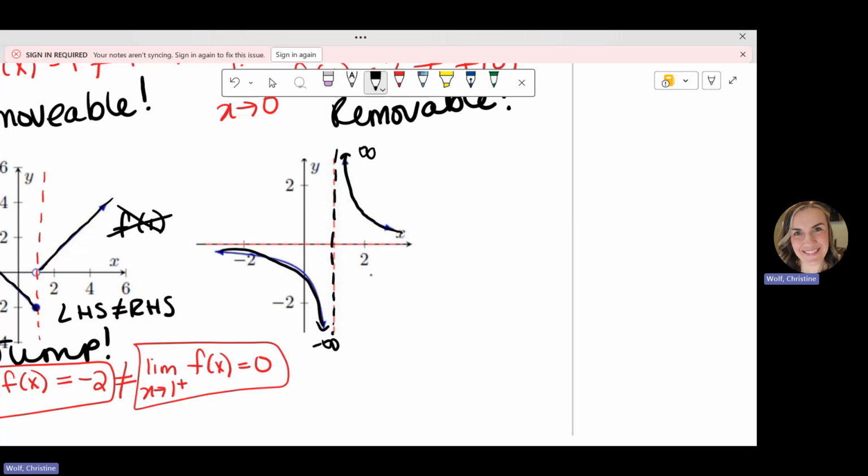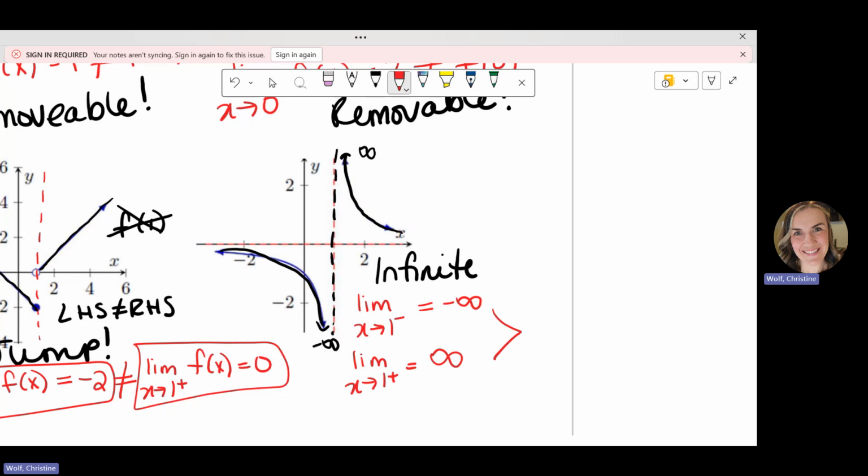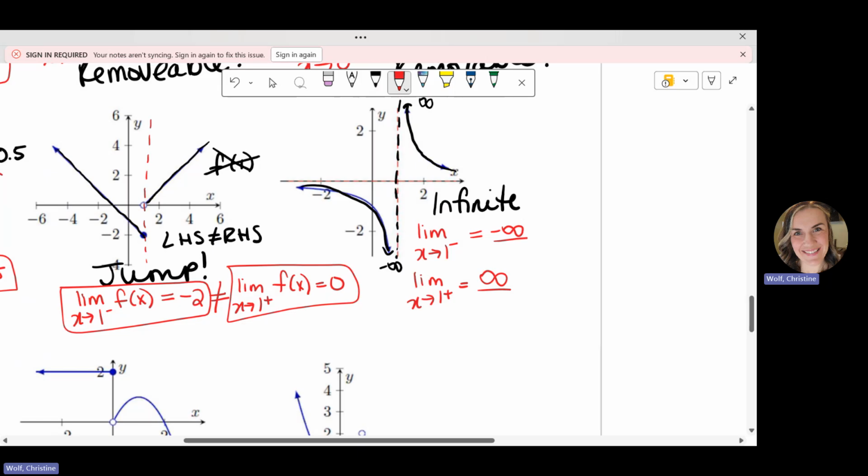When I write my notation here, this is an infinite discontinuity because the limit as x approaches 1 from the left equals negative infinity. And that would be enough to call it infinite. But we also checked the limit from the right, and that equals positive infinity. Again, these do not have to be equal to each other. That doesn't matter. We have one side approaching negative infinity, one side approaching positive infinity. That is an infinite discontinuity. So both of those occur.